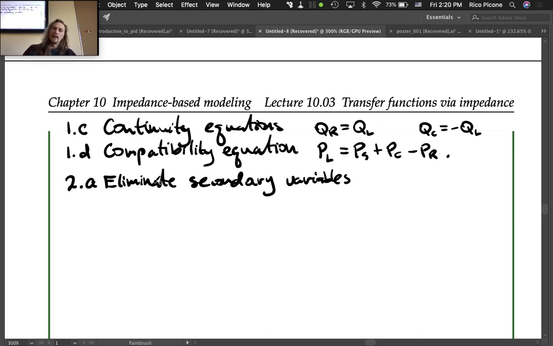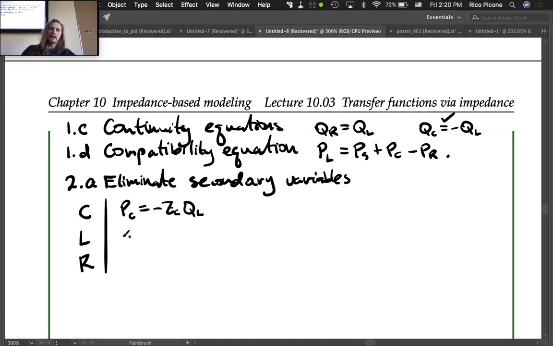So eliminate secondary variables. We can rewrite our table, our C, L, R. We had PC equals ZC, and then QC is what it used to be, but now we have a continuity equation saying that QC equals negative QL, so we'll put a negative in there. I should have given myself a little space. Negative ZC QL.